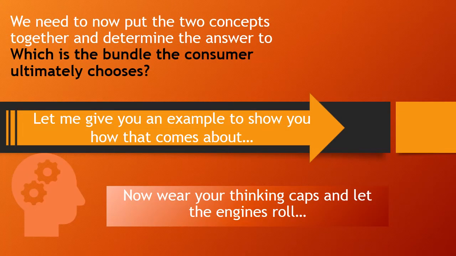We need to now put the two concepts together, that is indifference curves and budget line, and determine the answer to which is the bundle the consumer ultimately chooses. What I mean to say is, given our understanding of indifference curves and our understanding of budget line, what is the optimal choice of the consumer? Which bundle does he choose finally? Let me give you an example to show you how that comes about. Now wear your thinking caps and let the engines roll.